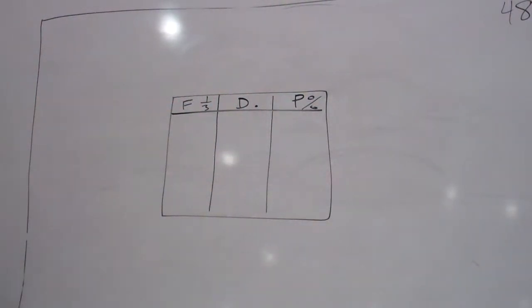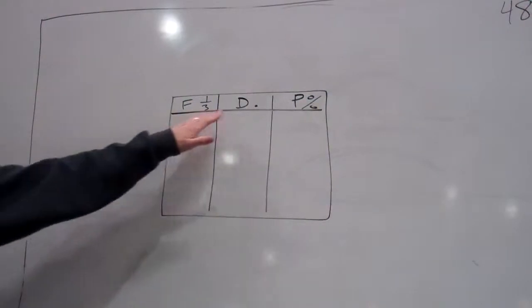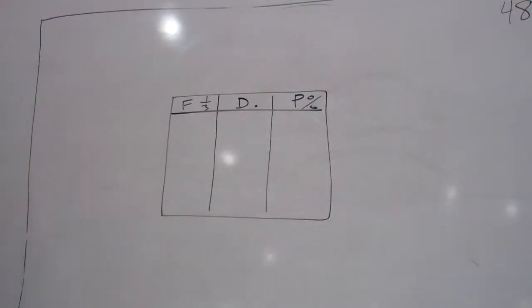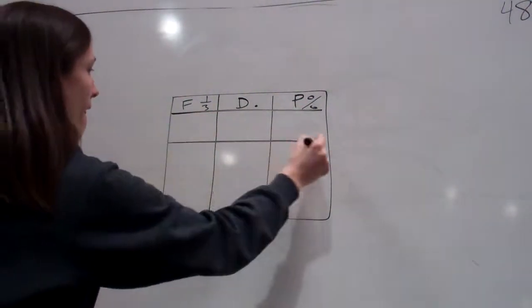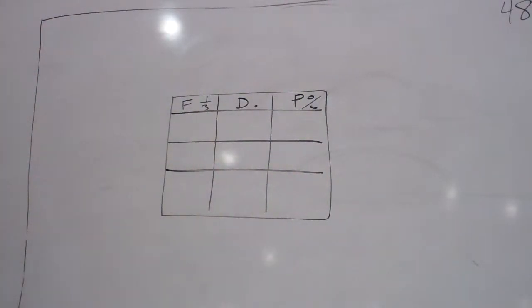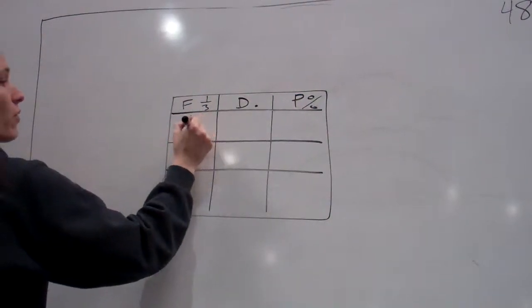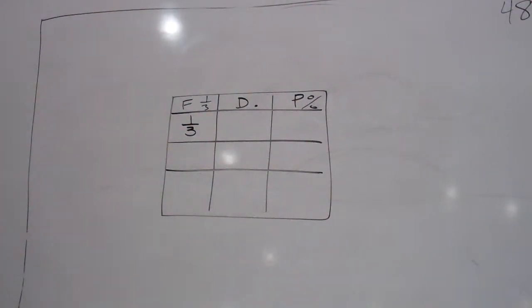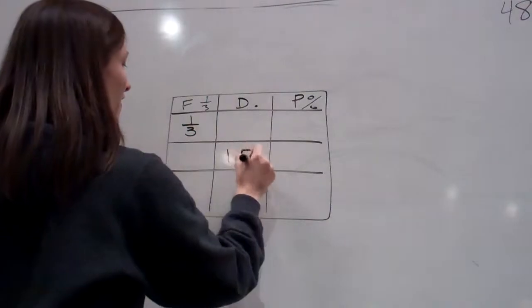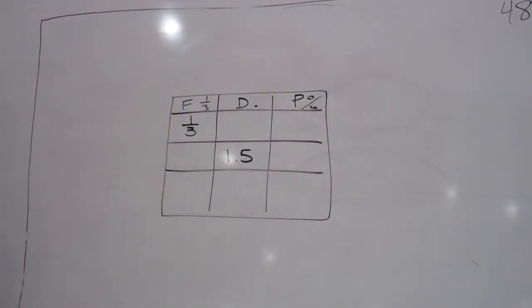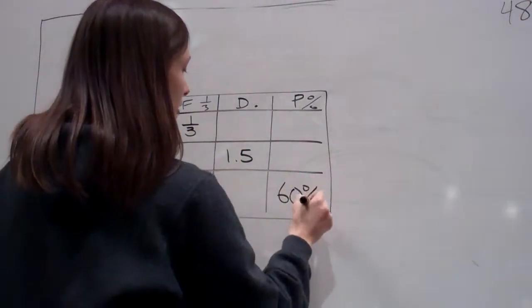That kind of helps me to see what I'm supposed to be doing. Fraction, decimal, percent. Okay? And then they'll give you certain numbers and you'll have to try to figure out the rest. Oh, I hate this. So if I have a 1/3 here, a 1.5 here, and a 60% here.